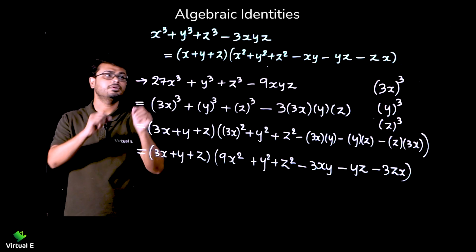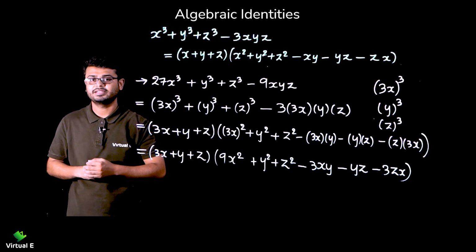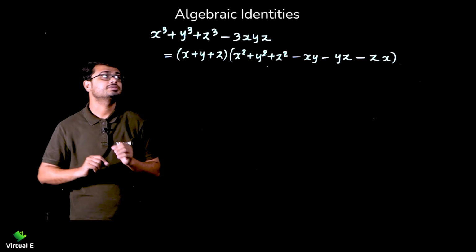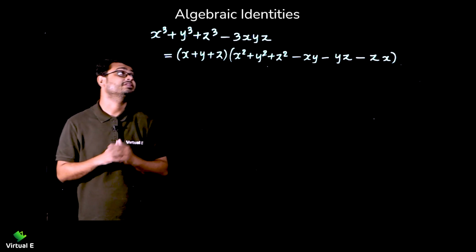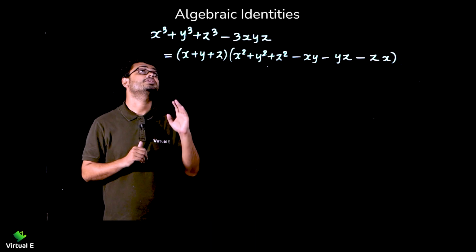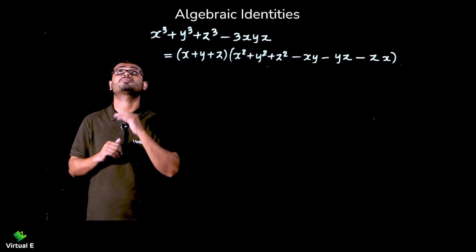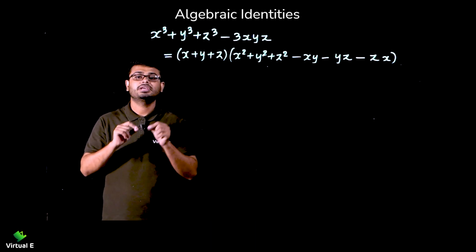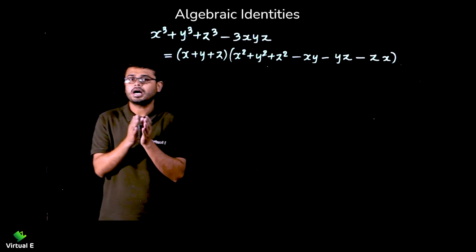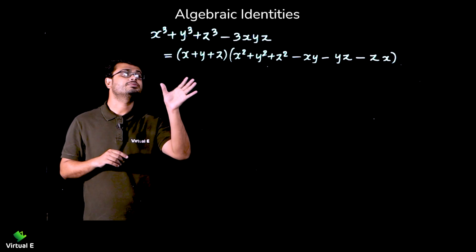Now let's discuss a few other cases with this identity. Let's start with the problems related to this identity. Let's start with the first one. If x plus y plus z is equal to 0, then show that x cube plus y cube plus z cube is equal to 3xyz. Okay, so we need to prove this. Now don't get confused about how to prove it. We are going to use this case.